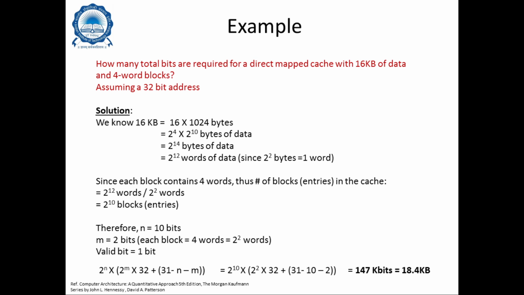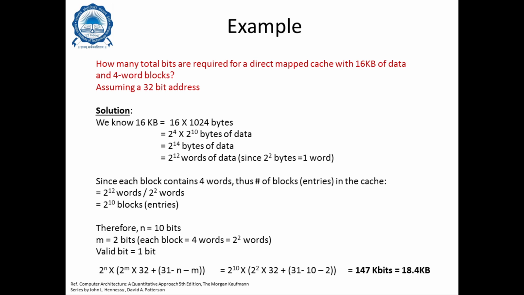Now since each block contains 4 words, therefore the total number of blocks, that is the total number of entries in the cache, is given as 2 to the power 12 words divided by 2 to the power 2 words. That gives you 2 to the power 10 blocks or entries. So therefore the value of n, which specifies the cache index, is 10 bits, and the value of m is 2 bits, because we have a 4-word block which is 2 to the power 2 words, and the valid bit is 1 bit.